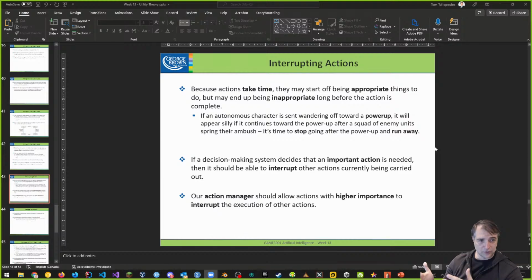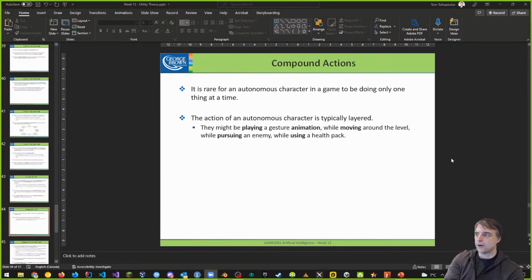And start doing that new action based on the action of higher importance, which is most times defend yourself because you're going to get killed, kind of thing. So we've been talking about single actions so far, but what about compound actions, where again you might want to do a bunch of things at the same time?